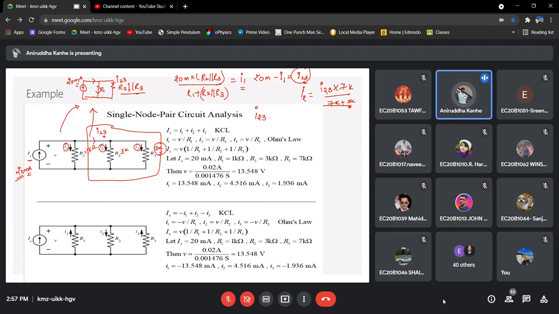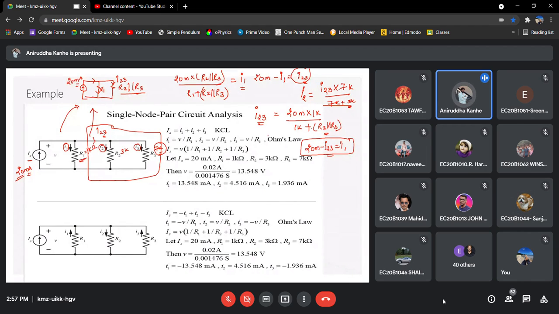And I23 can also be computed. I23 will become 20 milli into R1, that is 1K, divided by 1K plus R2 in parallel with R3. I hope this will come, right? So once you have this, then 20 milli minus I23 is your I1. So one step more you can reduce. Anyway, the same number of steps will be required. So is that clear?